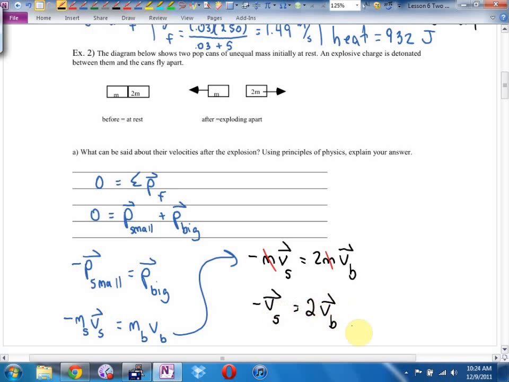I don't know if I'd look for something quite this detailed. And again, you could always just make up reasonable numbers and crunch the numbers and say, oh, it's twice as big. That's fine too, but there's a lovely algebraic proof.